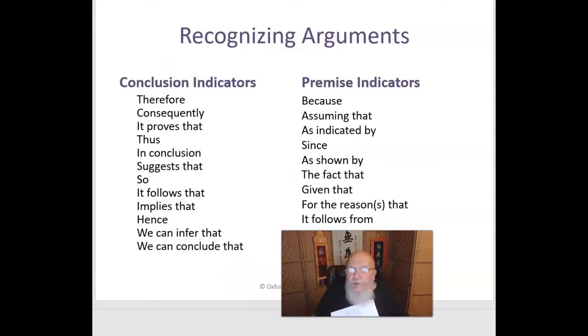These are all listed in your book. We have conclusion indicators such as therefore, consequently, it proves that, thus, in conclusion, we can infer that, and so on. Then we have words that indicate premises, that indicate to us we're trying to give reasons for the conclusion: because, assuming that, as indicated by, since, as shown by, the fact that, given that, for the reason that, and so forth. So these things can help us identify arguments.